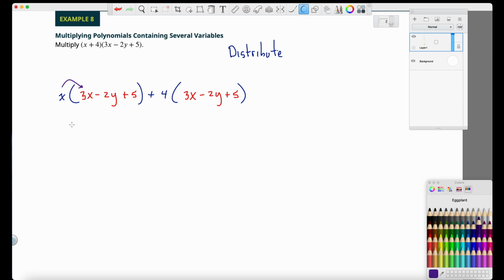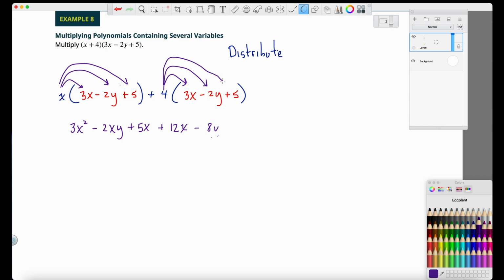We could also make a table like we did before with the rows and columns. If you like that method, that's perfectly suitable and appropriate. I'm going to do this one for now. I'm just distributing everything. 4 times 3x is 12x. 4 times negative 2y is negative 8y. And then I got 4 times 5 is 20. That's my only constant there, that 20.